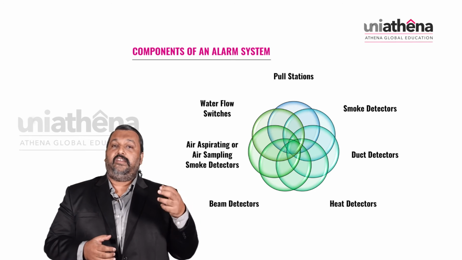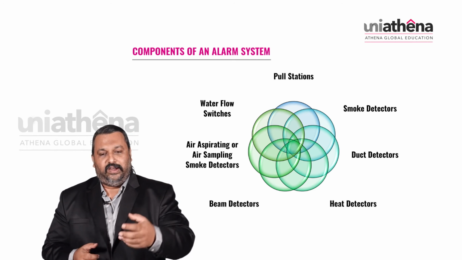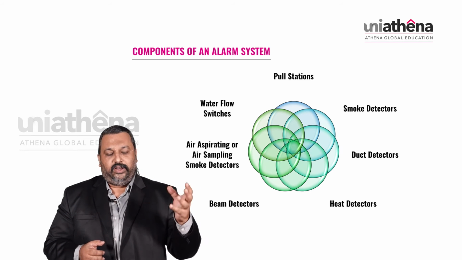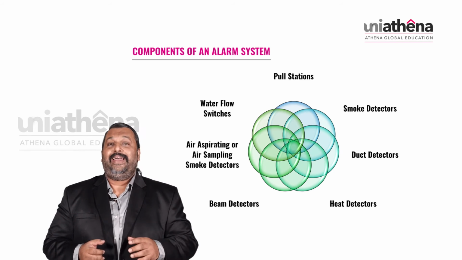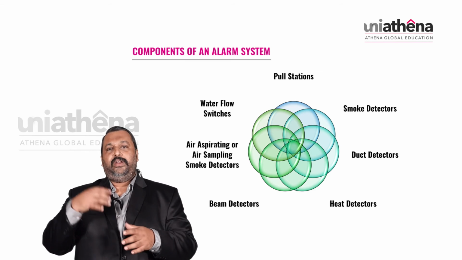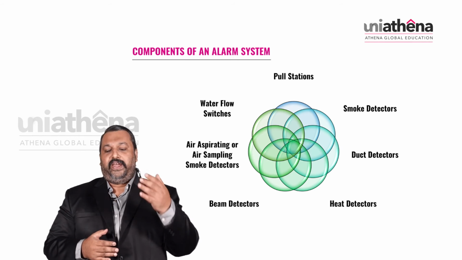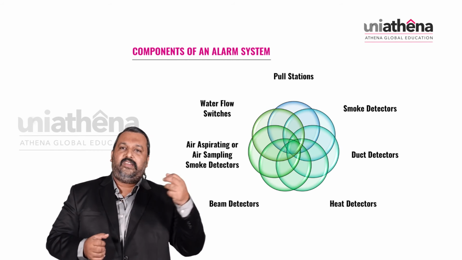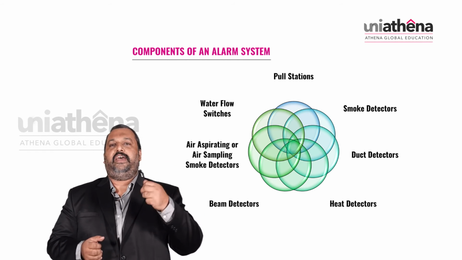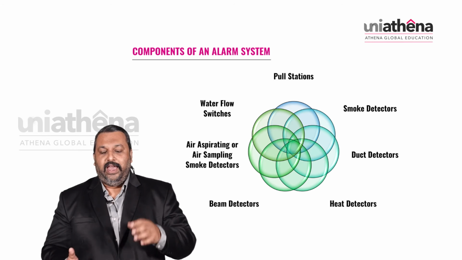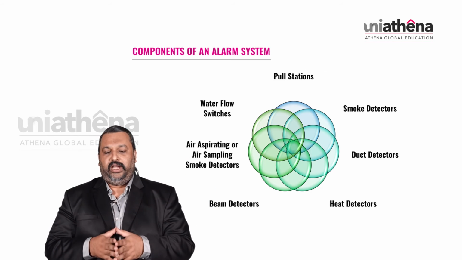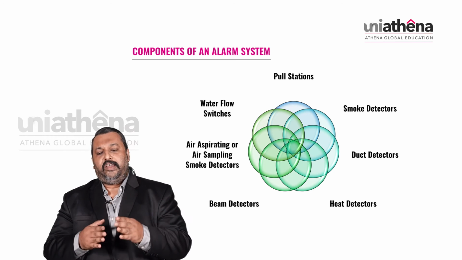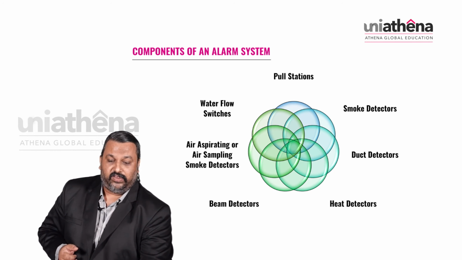The first part is the pull station, where, as we discussed earlier, you can pull and initiate it, and then you have the smoke detectors, the duct detectors, the heat detectors, the beam detectors, or air aspirating or air sampling smoke detectors. That is, it samples the air and then detects if there is some smoke or fire happening, and then it initiates the initiating devices. Water flow switches. So all these parts come as components of an alarm system.